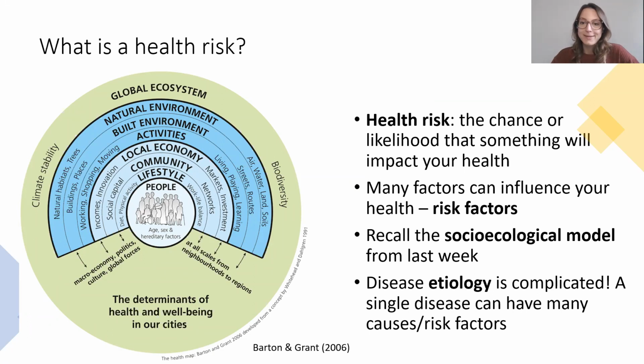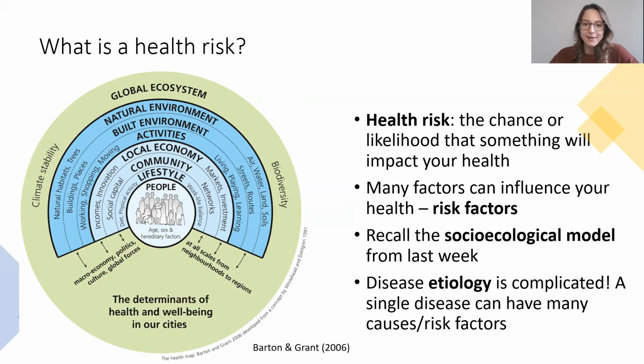Now, as we learned last week, when we talked about this concept of a socio-ecological model, in the figure there, many different factors can influence your health. There are many different risk factors. That can start at the individual level, but those factors can branch out all the way to global scales, ecosystems, environments, things like that. So this makes it really difficult to characterize an association between two variables, and it's not always super simple. It's not always really straightforward.